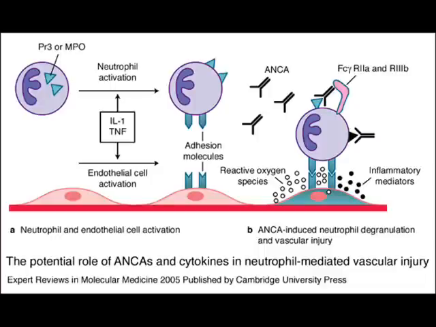Pathogenesis of Wegener's is thought to be induced by inflammation or infection. On the upper left, we see a resting neutrophil, which is not yet expressing proteinase 3 or myeloperoxidase. With neutrophil activation, they are expressed on the cell surface, as are adhesion molecules. The ANCA then binds membrane-associated neutrophils, leading to production of inflammatory mediators and tissue injury.